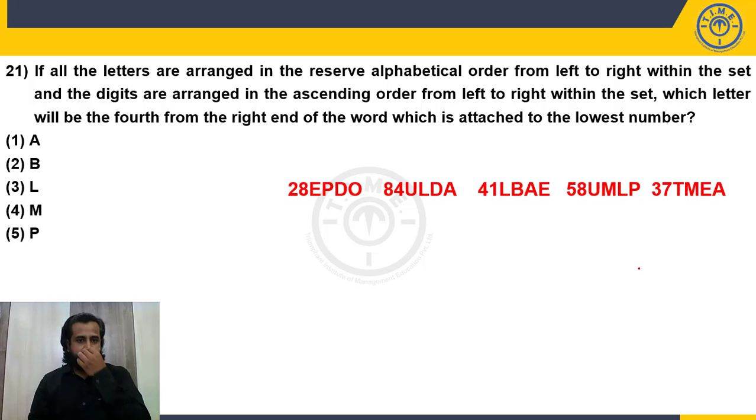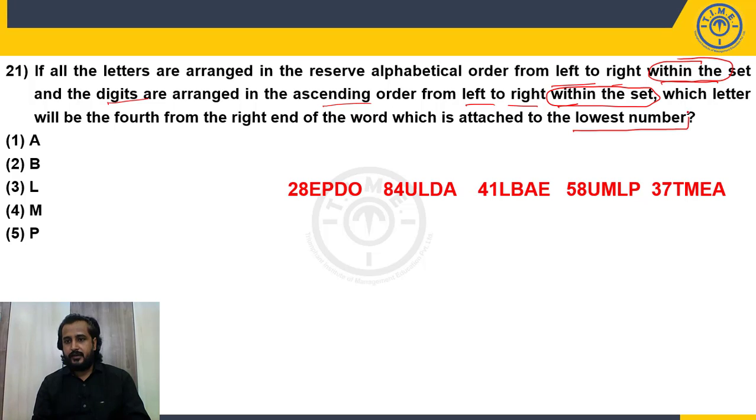Next, 21. If all letters are arranged in the reverse alphabetical order from left to right within the set, and then the digits are arranged in the ascending order from left to right within the set. Digits also in the ascending order from left side to right side within the set, and letters also within the set. Which letter will be fourth from the right end of the word which is attached to the lowest number?